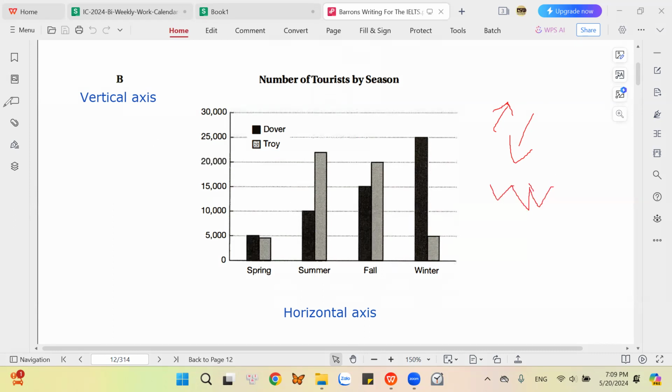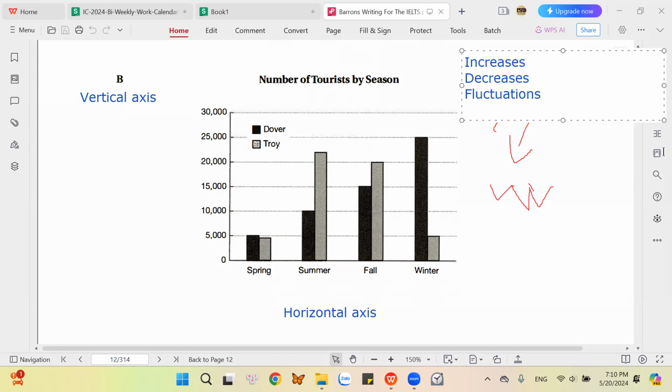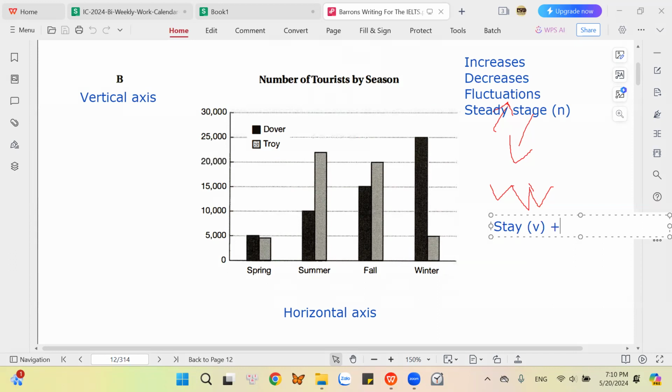We have some words like this. So here, please pay attention to the increases, the decreases, and the fluctuations, or the last one, something staying steady. A steady period or steady stage. Stage is a noun in English. If I want to say something stays the same, I can say something stays steady or something stays unchanged.